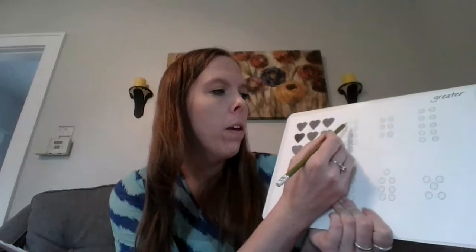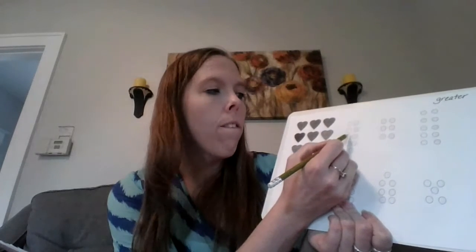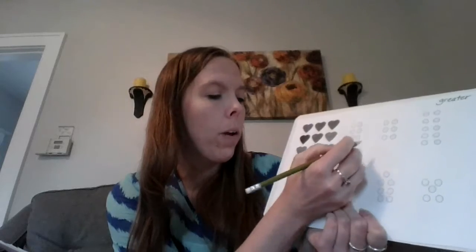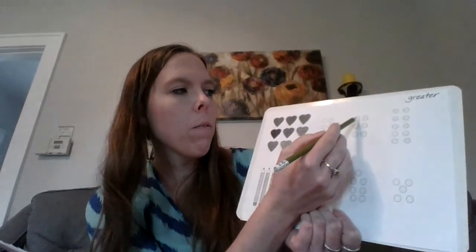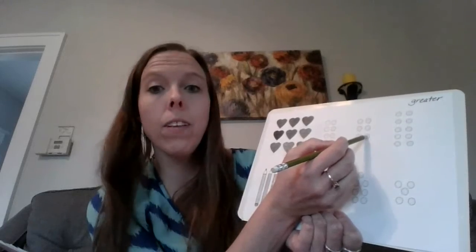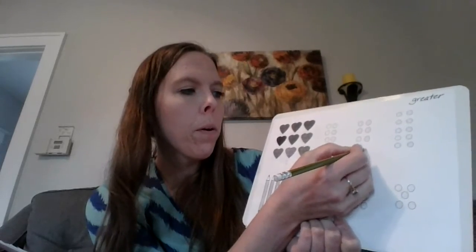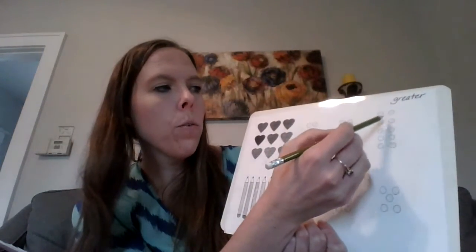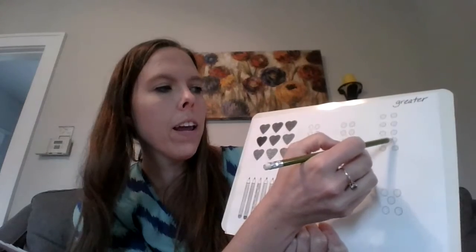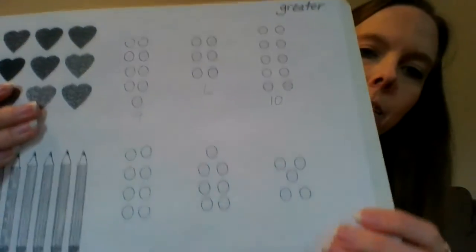My next job is to count the sets of dots and write how many. 1, 2, 3, 4, 5, 6, 7, 8, 9. So I'm going to write another 9 under that set of dots because there are 9. Then I'm going to count the next set of dots. 1, 2, 3, 4, 5, 6. I'll write a 6 to help me remember. There's my 6. I have one more set to count. 1, 2, 3, 4, 5, 6, 7, 8, 9, 10. I'm going to write a 10. A 10 is a 1 and a 0. So I wrote my 10.